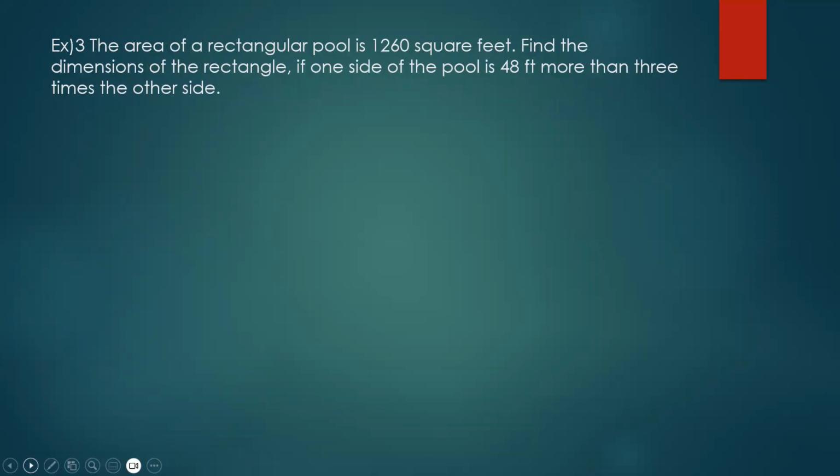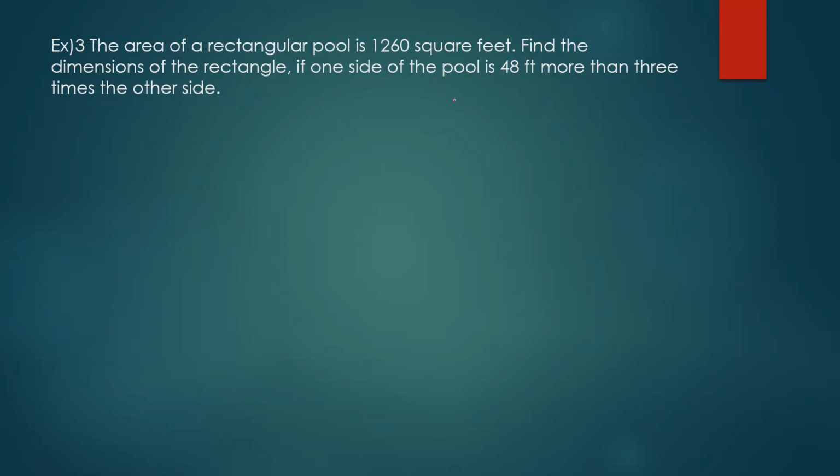Okay, the area of a rectangular pool is 1260 feet. Find the dimensions of the rectangle if one side of the pool is 48 feet more than 3 times the other side. So that sounds very confusing, right? I'm going to read it again. So the area of a rectangular pool is 1260 square feet. Find the dimensions of the rectangle if one of the sides of the pool is 48 feet more than 3 times the other side. So I'm going to draw an image.